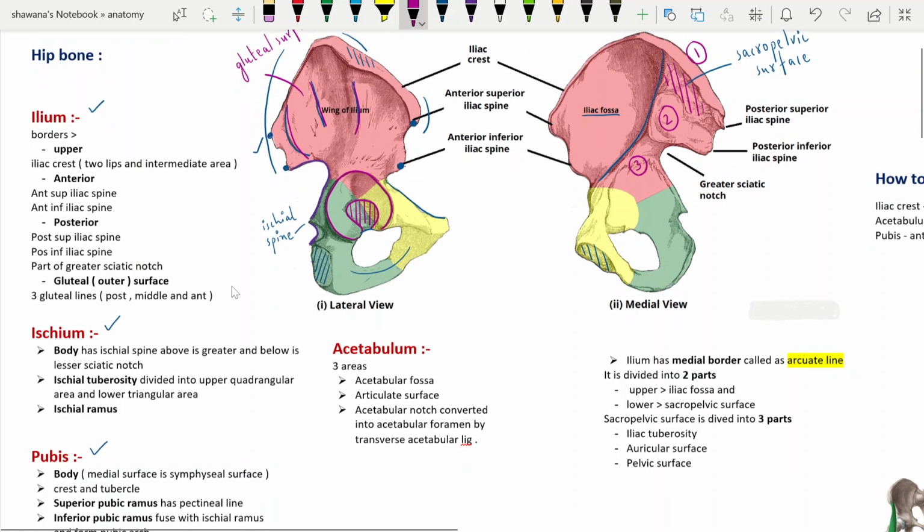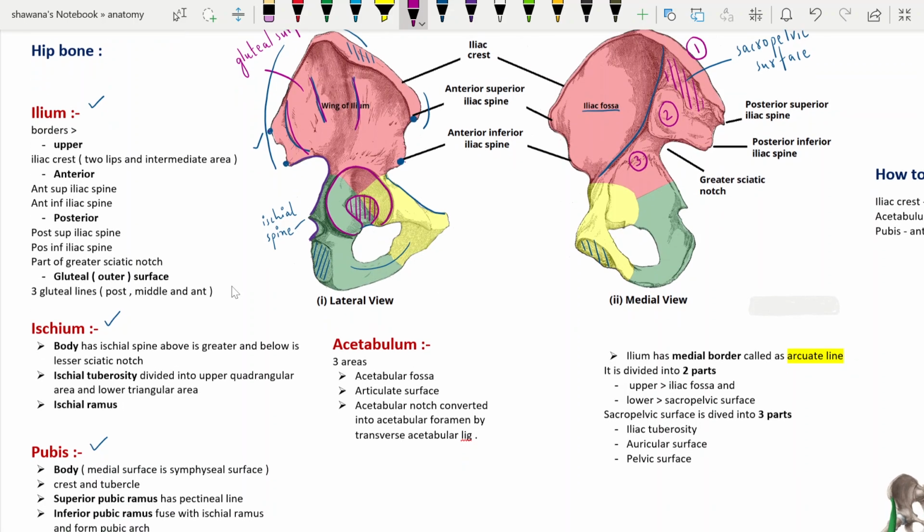Then talking about the ischium. The ischium is the posterior part, indicated in the green color, and it has a body, the ischial tuberosity, and the ischial ramus. Ramus means a hook-like structure. For example, this one is the ischial ramus.